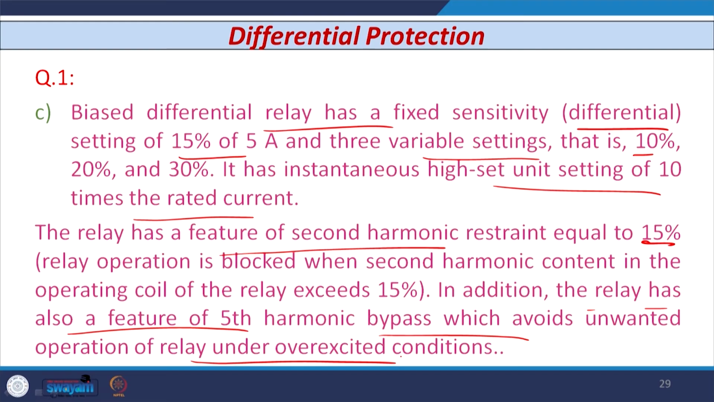Over excited condition is a special type of phenomenon that occurs in the transformer when the voltage is high, above nominal value, and the value of frequency is below the nominal value. So the V by F ratio increases, and this is not a fault, but just an over excited condition, and the relay has to discriminate between fault and over excited condition also.